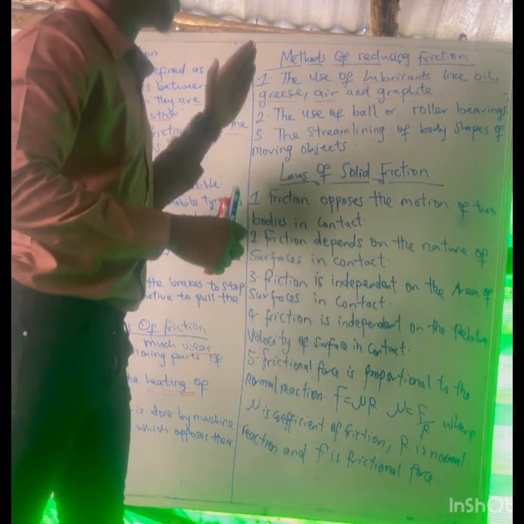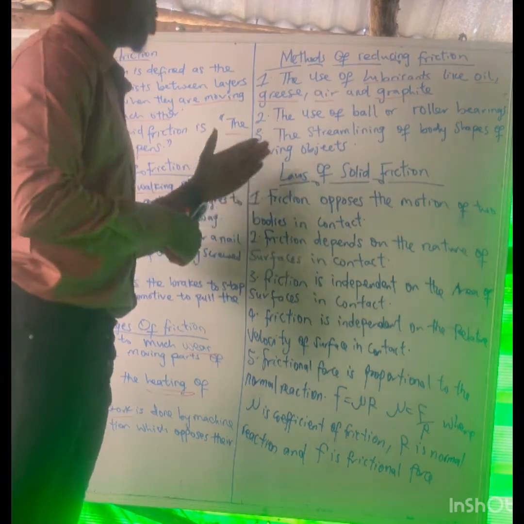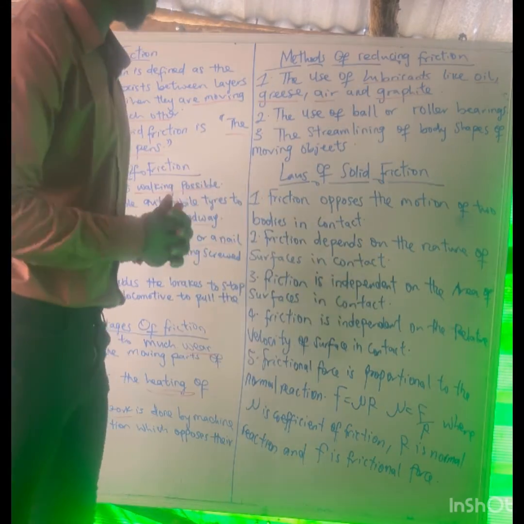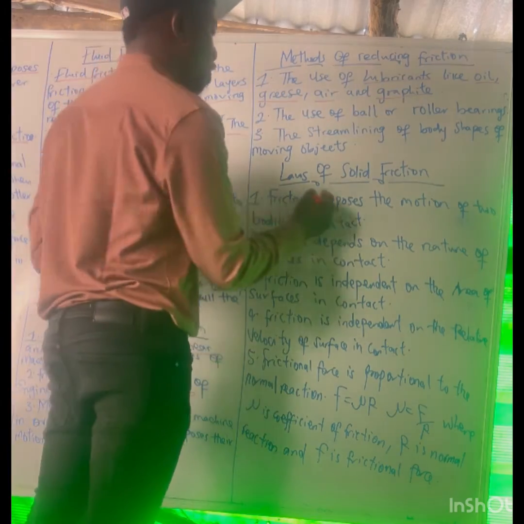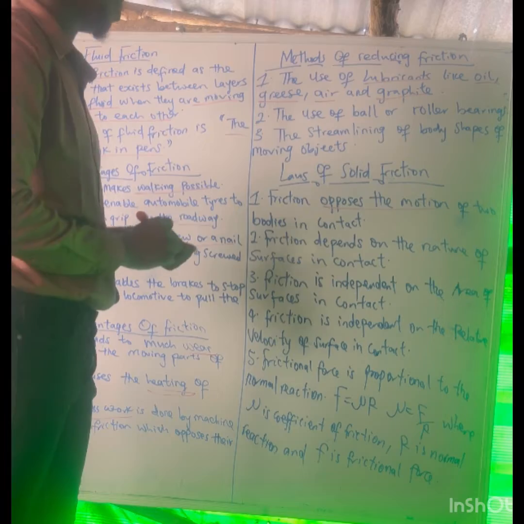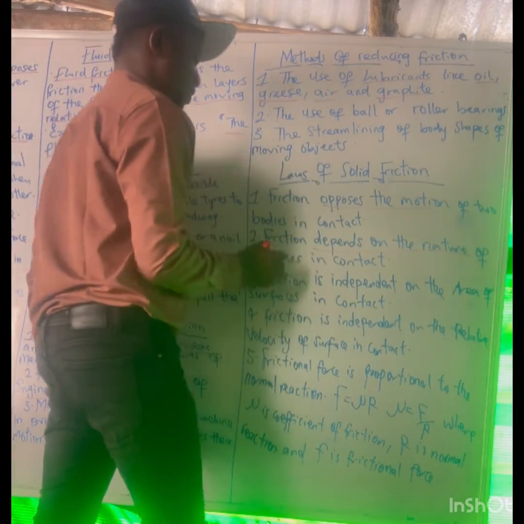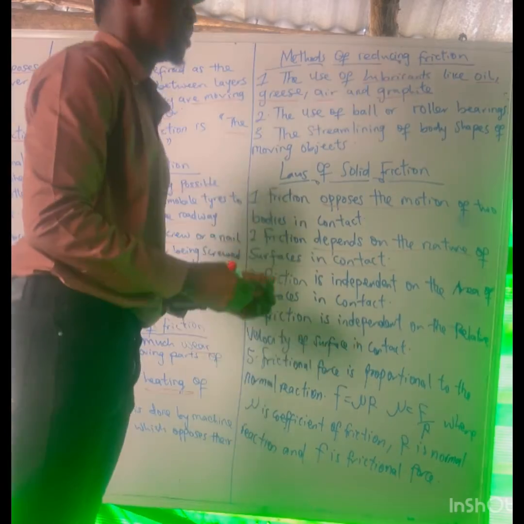We can also use streamlining of body shapes of moving objects. Also we have the laws of solid friction. The first thing you have to notice is that friction opposes motion. The second thing is that friction depends on the nature of the surfaces in contact.